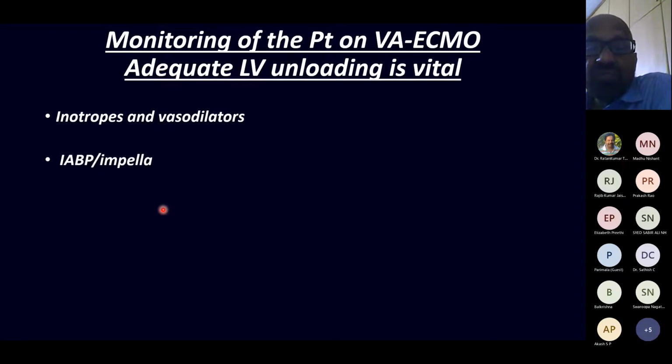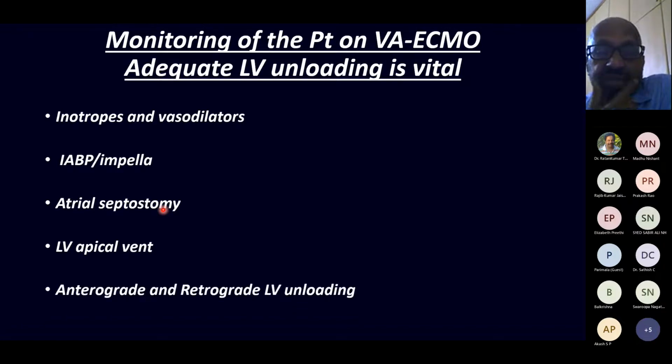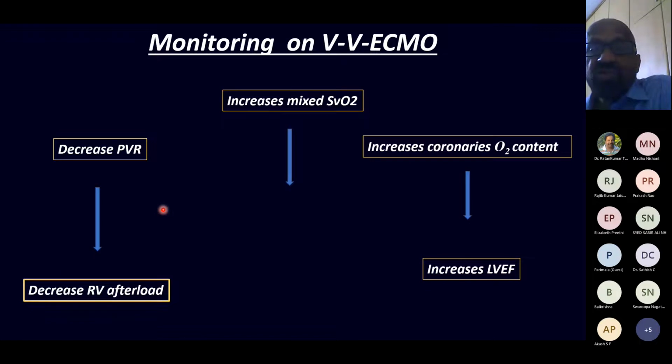Unloading of the left ventricle may be necessary in VA ECMO. You can use any of these methods. I think in our center, the left apical vent is commonly used. And the inferior vena cava can also be visualized using echocardiography.